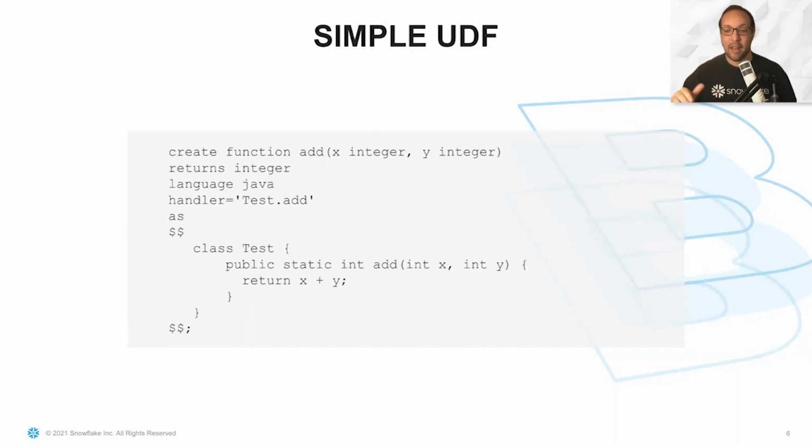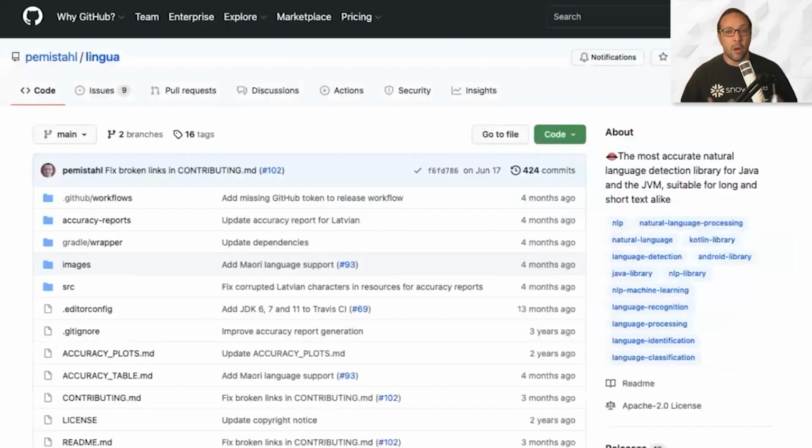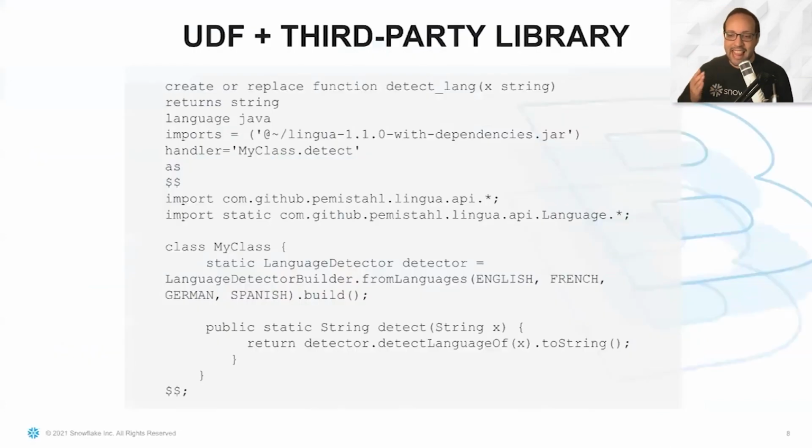So I'm just saying I have a class test. It has this static method, and it returns x plus y. Really easy. You will see it working in a second. What if you have something way more complex? In this case, the Lingua project that I found on GitHub that allows you to detect the language in which any sentence, phrase has been written. Well, I took it out of GitHub, I compiled it with Gradle in my system, I created a jar, and then this is how I connected it to Snowflake.